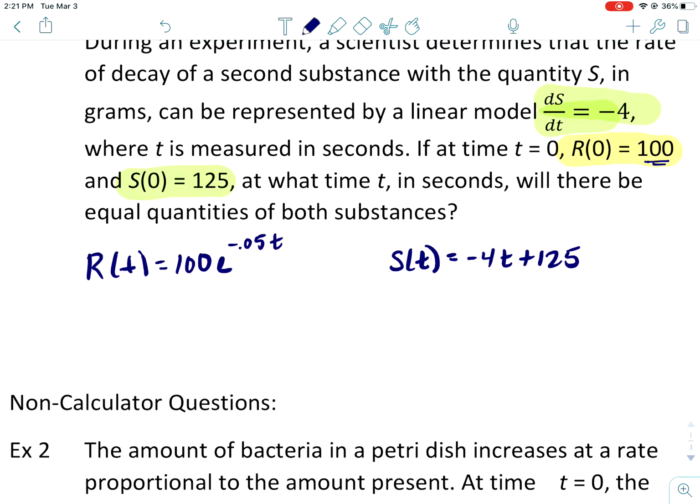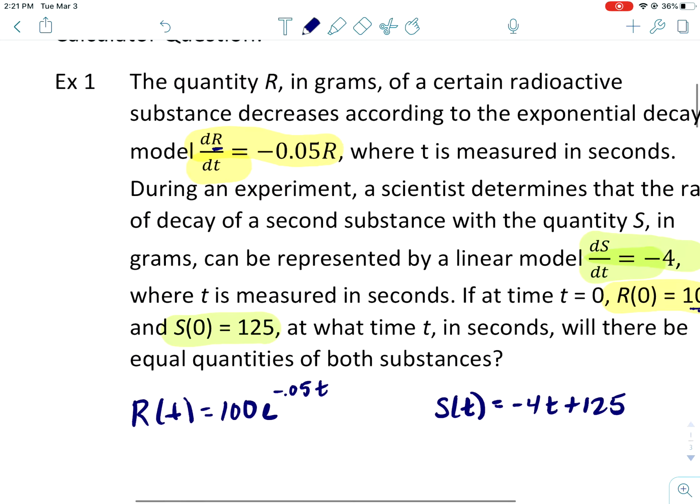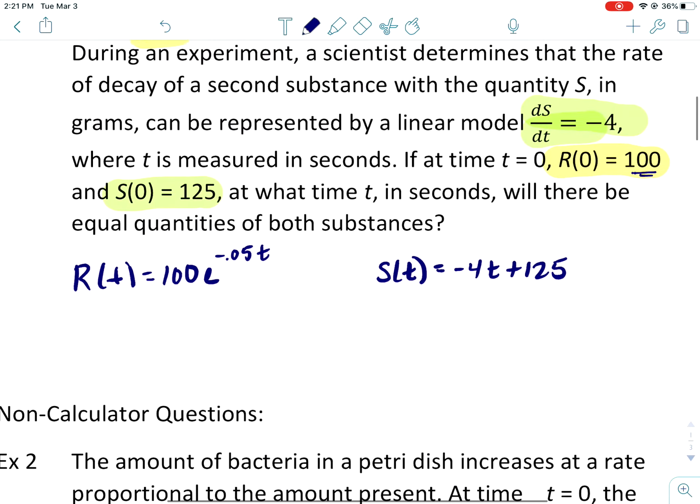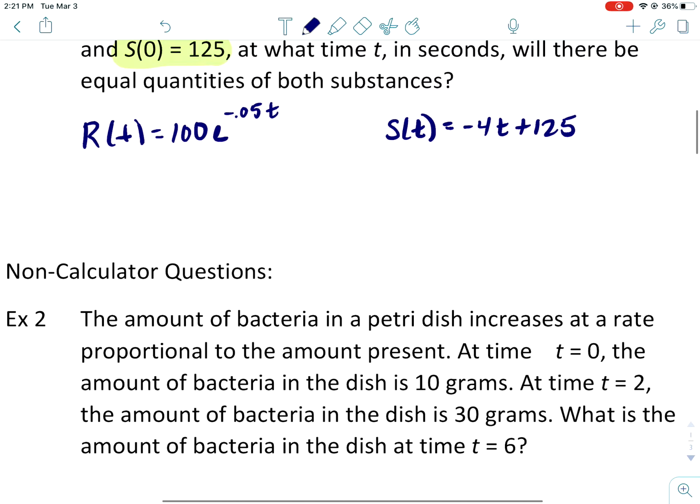So now what we want to do is figure out when these are equal. The quantities are equal in both your substances. Now this is a calculator question. Your calculator can do that really fast. Look at the graph and find where they intersect. So you guys go ahead and type these in y1 and y2 in your calculator, please.